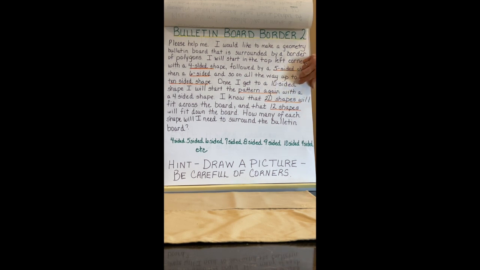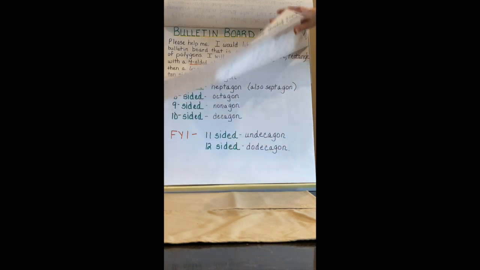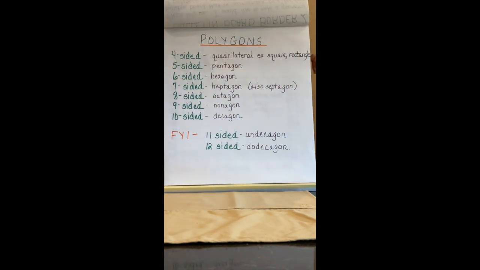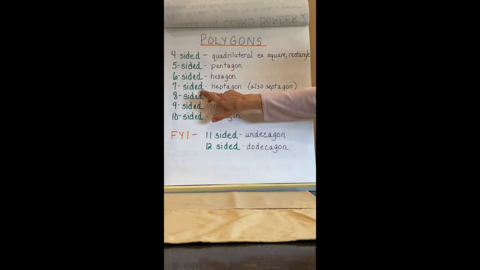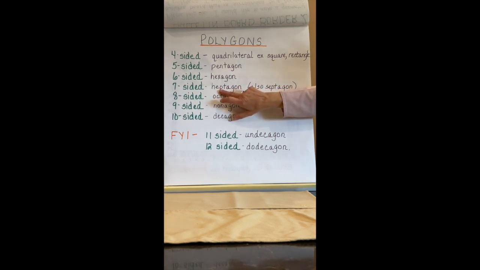Now, before we start that, let's review our names because Miss Karen used the names to solve the problem. If you remember, a 4-sided was a quadrilateral, 5-sided was a pentagon, 6-sided was a hexagon, and 7-sided, we're going to call it a septagon because heptagon has the same beginning letter as our hexagon. 8-sided, octagon, 9-sided, nonagon, and 10-sided decagon.